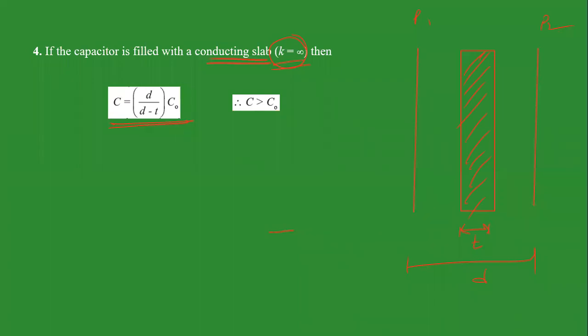So here C is greater than C0. So capacity is increased by a factor here. So the same formula we can write like this: C is equal to D upon D minus T into C0. Means capacity is increased by the factor D upon D minus T.